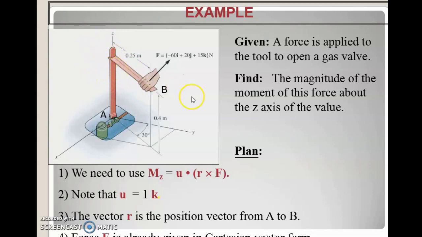But in this way, the effect of the rotation is in the z-axis. So the question asks you to find the magnitude of the moment of this force about the z-axis of the valve. Find the moment about the z-axis, because the actual rotation is about the z-axis.